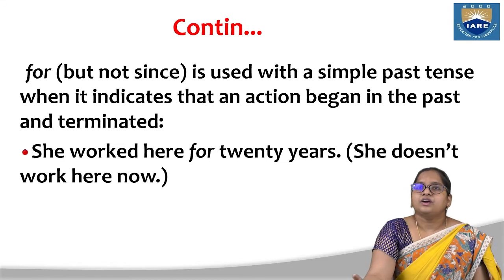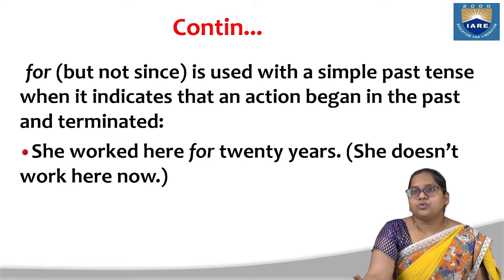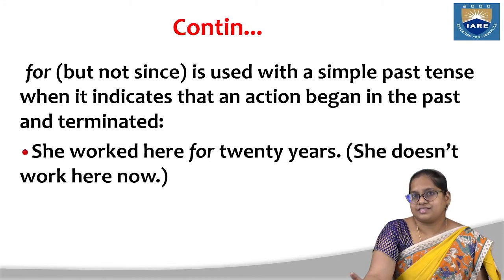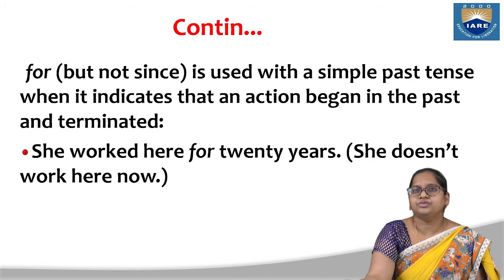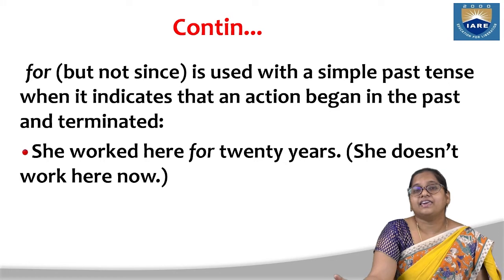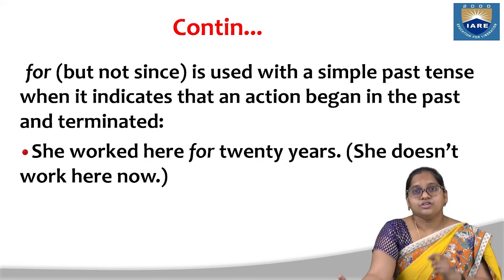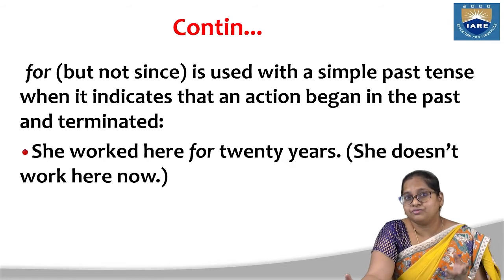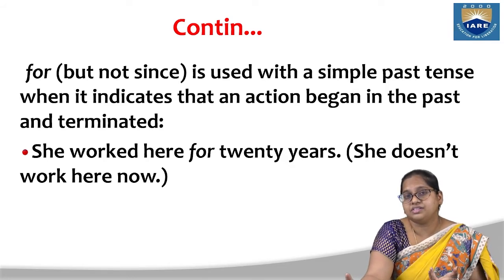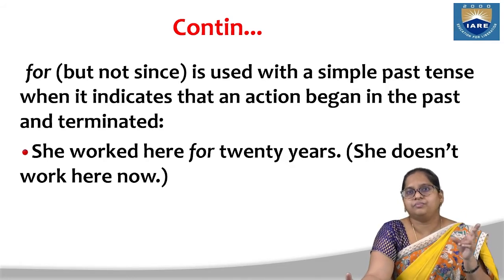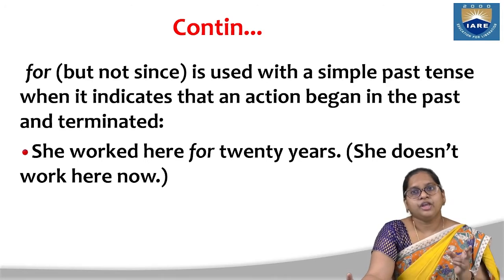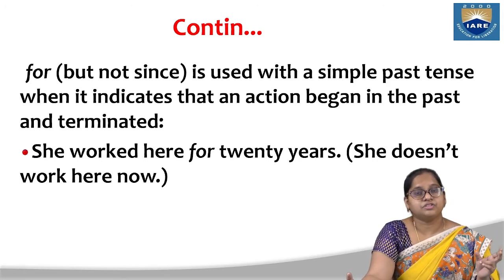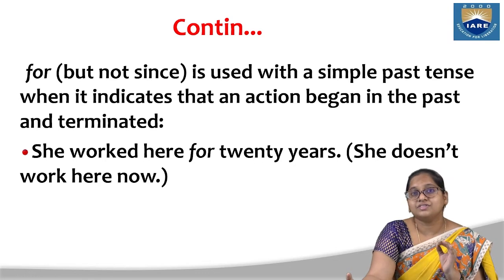Next. For is used with a simple past tense, but not since. So what is the simple past tense? Like he ate. I did my work. I worked last night. So you are not using perfect here, like have worked or she's eaten. When you are using the simple complete past, you can use the preposition for, but not since.